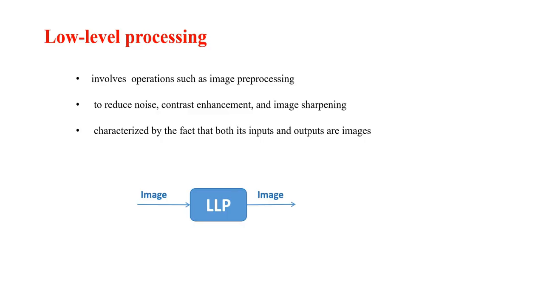So here no interpretation is done. The result you get back is also an improved image. You will give an image, you will get an improved image. Suppose for example you are giving an image which is blurry, noisy and dull, and after the low level processing you will get a clearer and sharper image. So the low level processing is like cleaning and enhancing the image, without trying to understand what is inside the image.